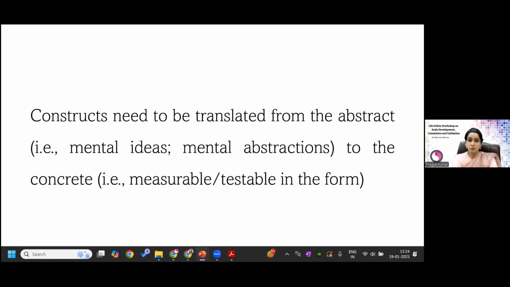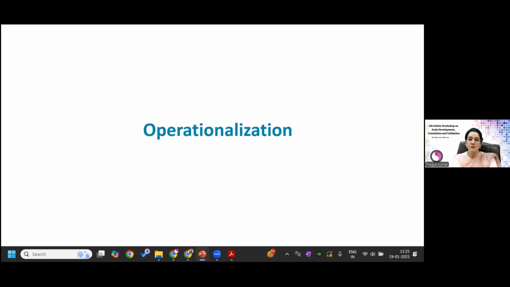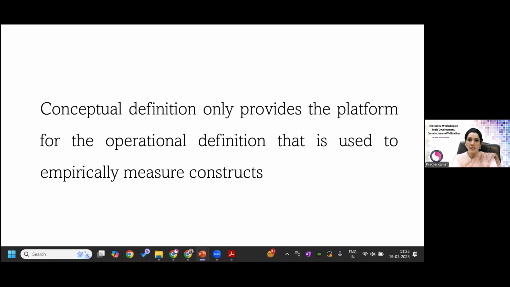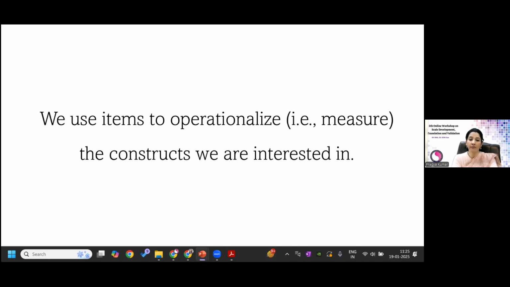Similarly here, whenever you are defining a construct, you have to operationalize it, because those abstractions you cannot measure, so you have to make it into a concrete thing, and that is basically through operationalization. So what is operationalization? Whenever you define a construct, you define it based on some theory or some operational definition, you just try to make it something from where you can measure it.